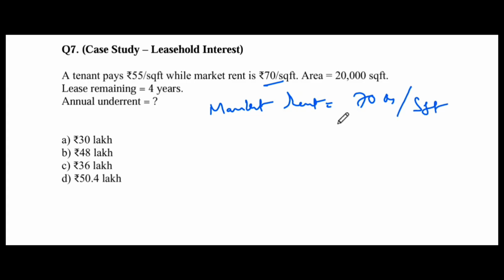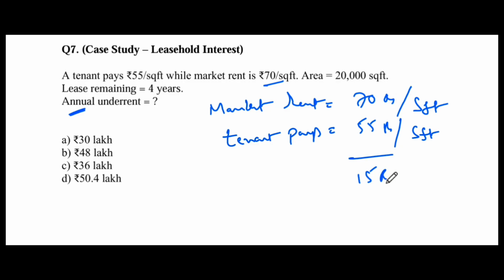Per square feet. The tenant pays how much? 55 rupees. The annual under rent will be... Annual means per year. So the under rent will be 15 rupees per SFT per month. Annual under rent will be 15 into 12 months, right? Per SFT.